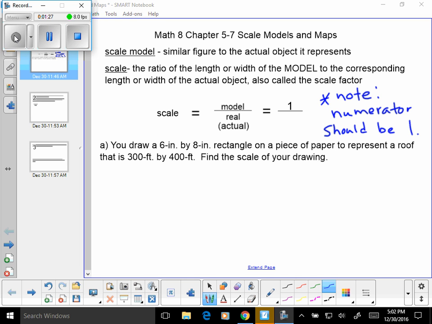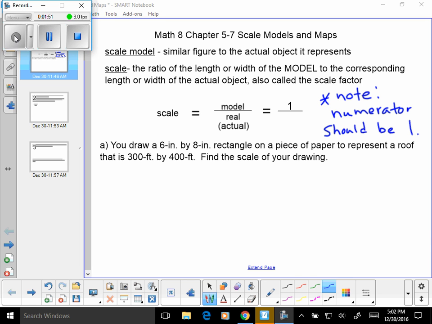If we look at example A, hopefully this will be kind of clear. We are going to draw a 6-inch by 8-inch rectangle on a piece of paper that is really going to represent a roof that's really 300 feet by 400 feet. So you can see that this obviously has applications to blueprints and architecture. What we want to do is find the scale of the drawing.